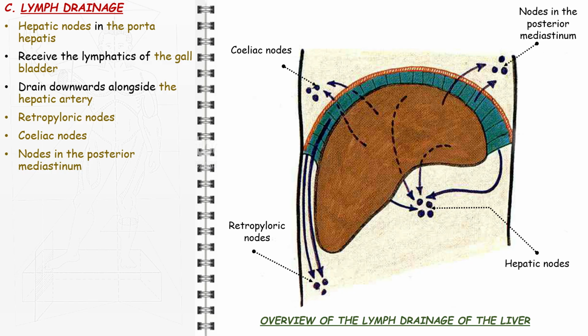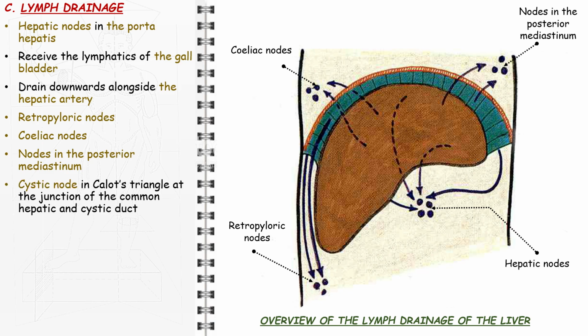The gallbladder is drained by the cystic node in Calot's triangle at the junction of the common hepatic and the cystic duct. The biliary tract is drained by a node situated at the anterior border of the epiploic foramen.